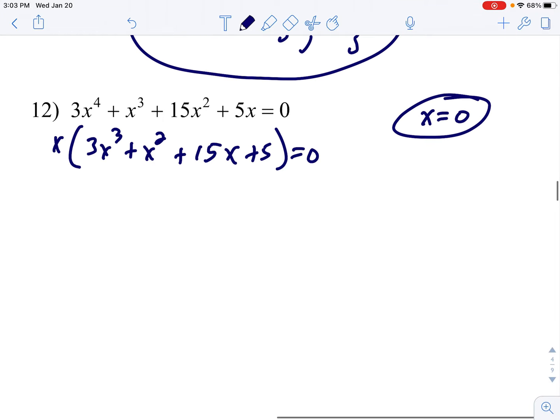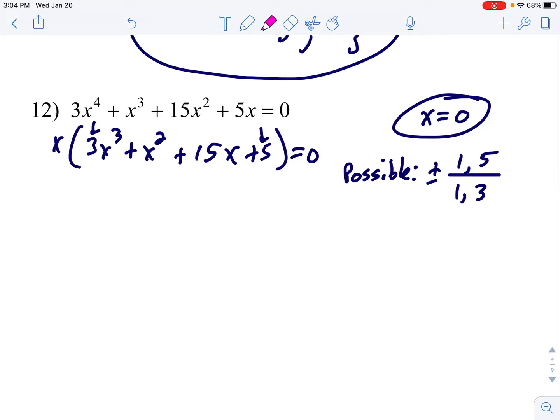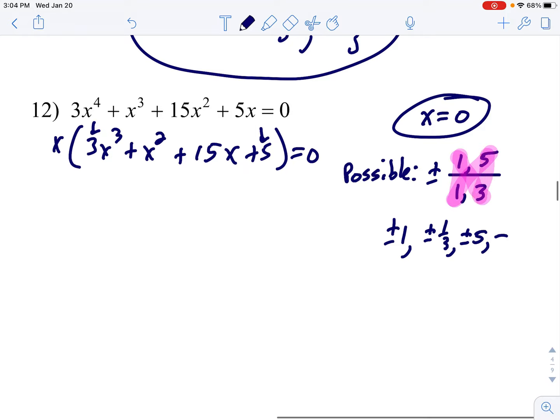Which means one of our roots, one of our zeros, is 0. We make our list of possible rational answers: plus or minus the last number, 5, that's 1 or 5, over the first number, 3, that's 1 or 3. Make every fraction: 1 over 1 is 1, 1 over 3 is 1/3, 5 over 1 is 5, and 5 over 3 is 5/3.